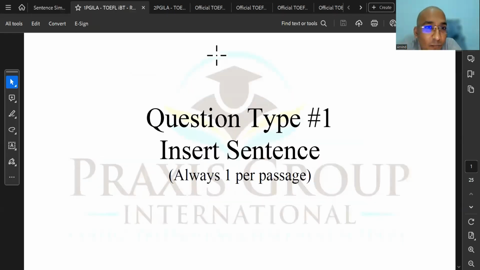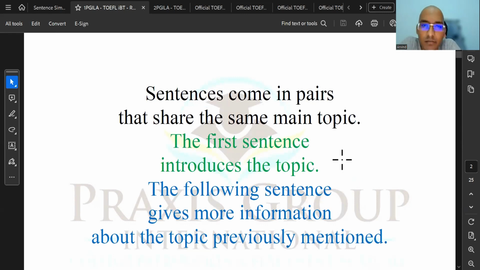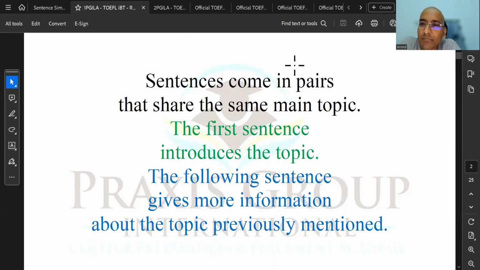Insert sentence questions. All right, so there is always one per passage. It will always be the ninth question, as you know, or the nineteenth. This is the rule. You know the rule? Tell me the rule. Sentences come in pairs that share the same main topic. The first sentence introduces the topic, and the following sentence gives more information about the topic previously mentioned. Outstanding. You could be a brain surgeon. Your memory, your skills are really top notch.